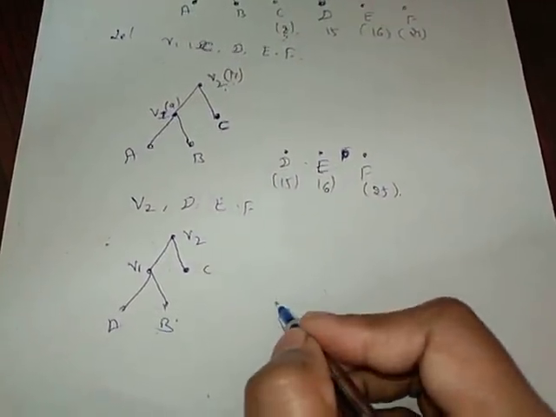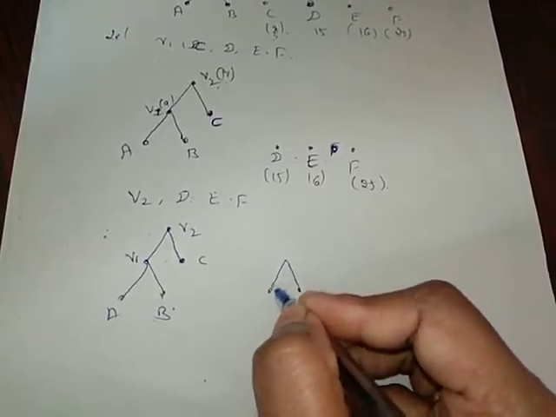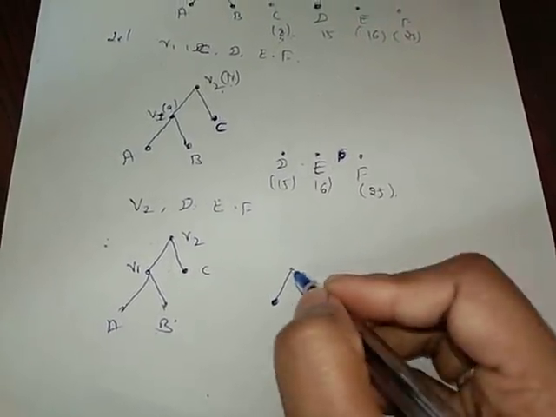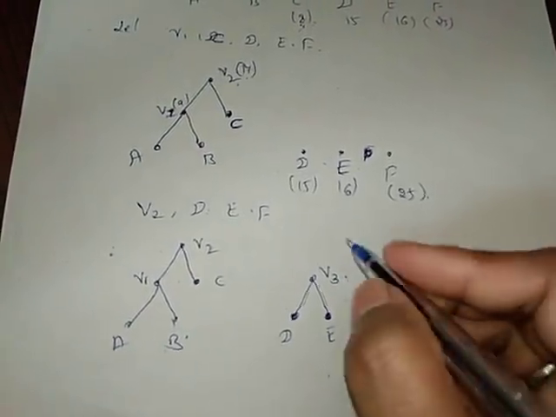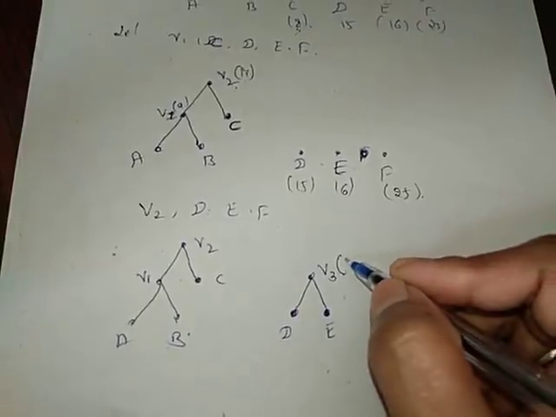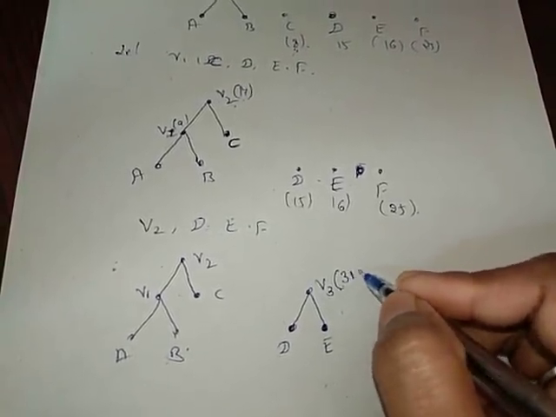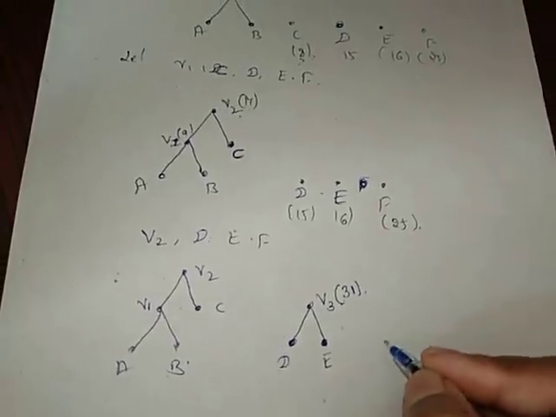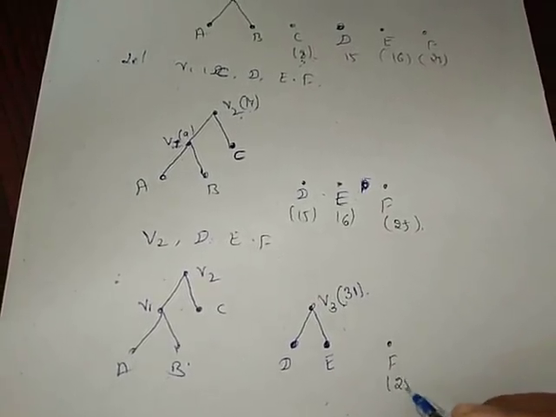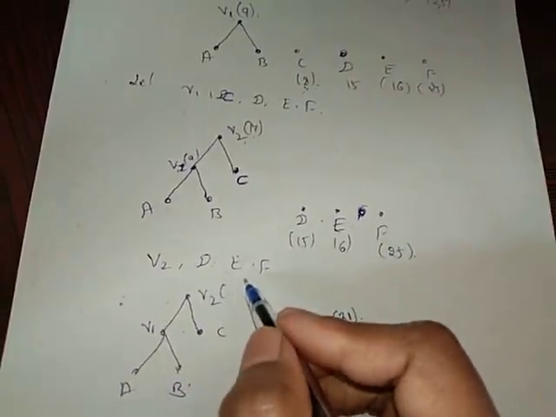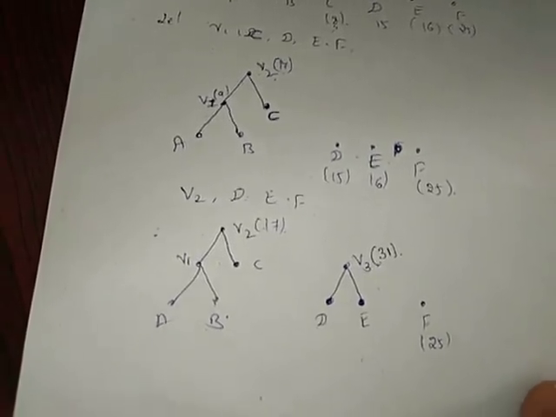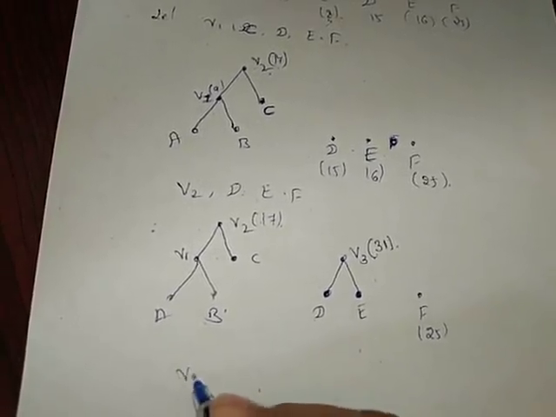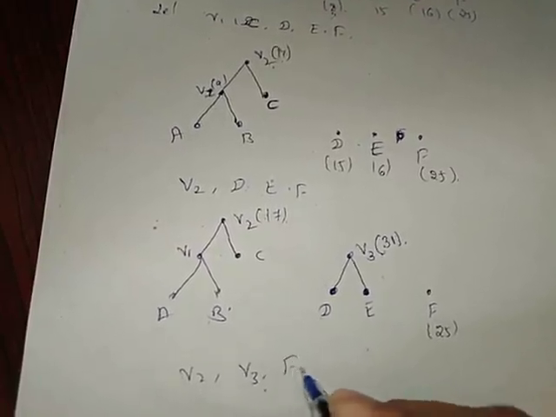Now we have to add D and E. We have to draw a tree with the new vertex V3 as a root, D and E as children. Assign a weight for V3 as 15 plus 16, that is 31, and keep F as it is, and V2 having the weight 17. Now the remaining vertices are V2, V3 and F.